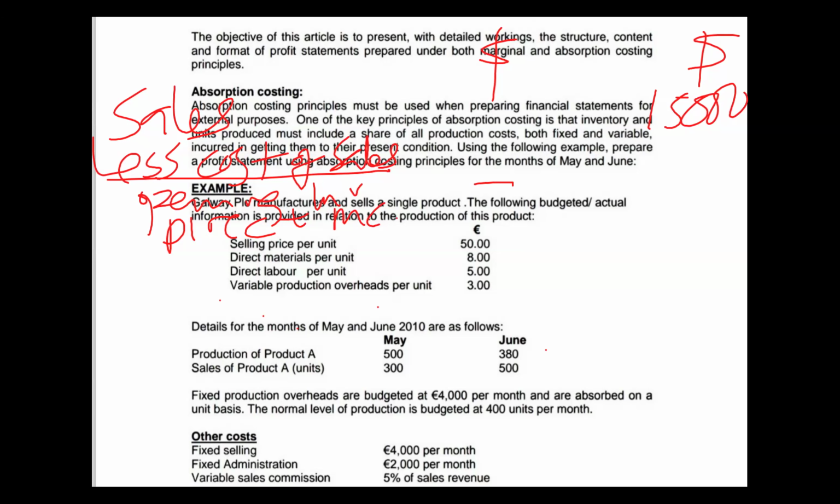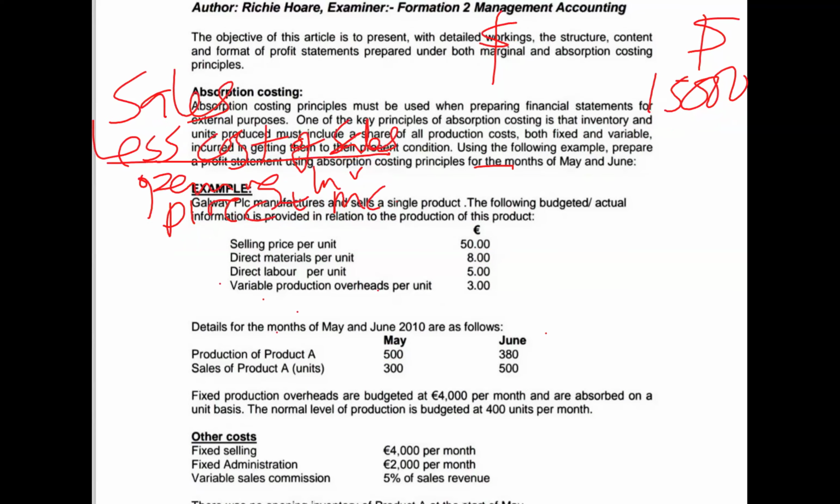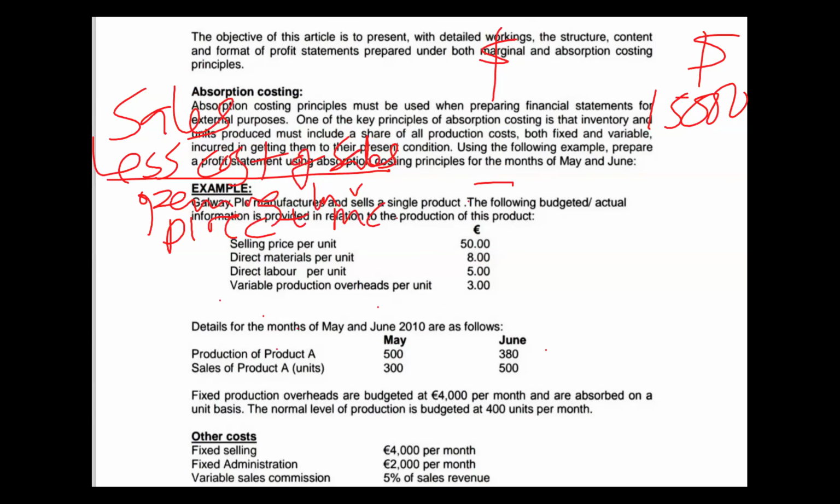How do you do it? The direct material cost per unit times the units that were produced. Now, you work with production if you're establishing the cost. So 500 times 8, what do you find? 4,000, sir. Okay, so it is 4,000. All right.